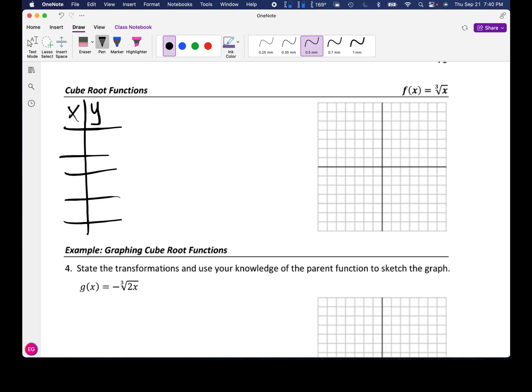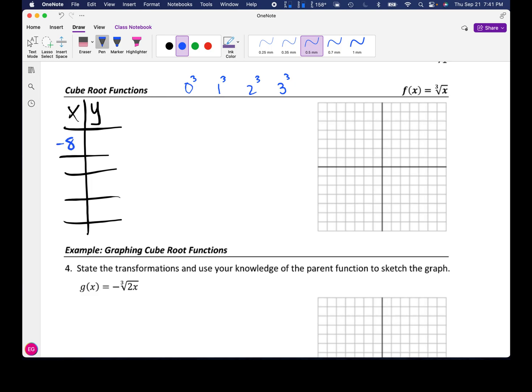We need to pick numbers that have a nice cube root. So what we really want to do is think about numbers that are raised to the third power at first and what those equal. Okay, so if I were to do 0 to the third, that's 0. I do 1 to the third, that's 1. 2 to the third is going to be 8. 3 to the third would be 27. I think 27 is a little too aggressive for us. So I think we start with a negative 8.